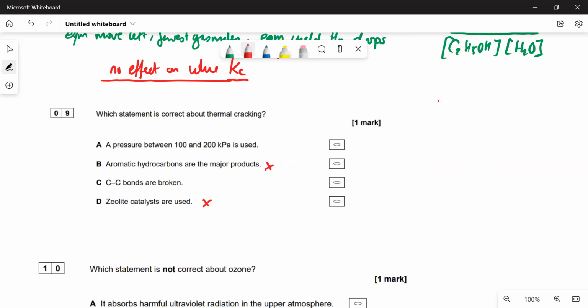Do you break carbon-carbon bonds when you carry out cracking? Yeah, you do always, no matter what kind of cracking. So that is definitely the right answer. And so by looking at that, A is wrong. And that pressure is probably a bit too high, but I wouldn't know.